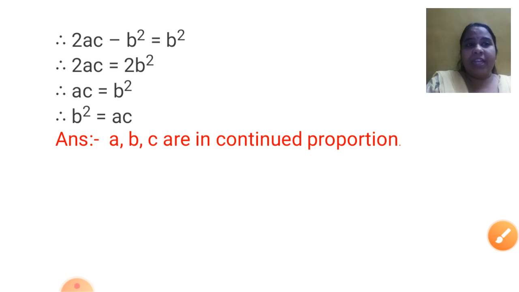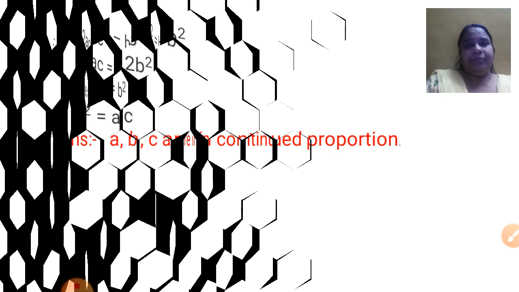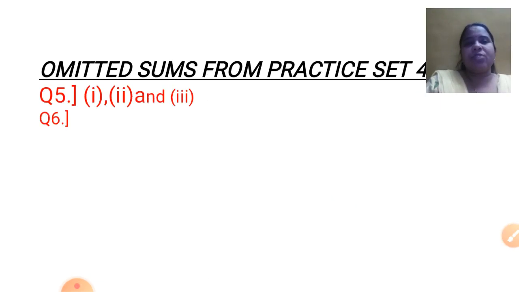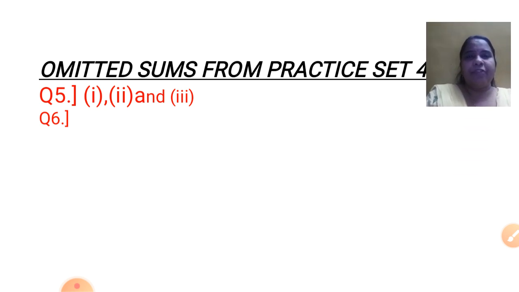If you don't write and solve this sum, and orally you try to understand, you will not understand. Please write it, only then you will understand the steps. It is not difficult at all. Opening the bracket and cancelling the terms, that's it. Okay? So solve it. After this, I'll tell you which are the omitted sums of this practice set 4.5.